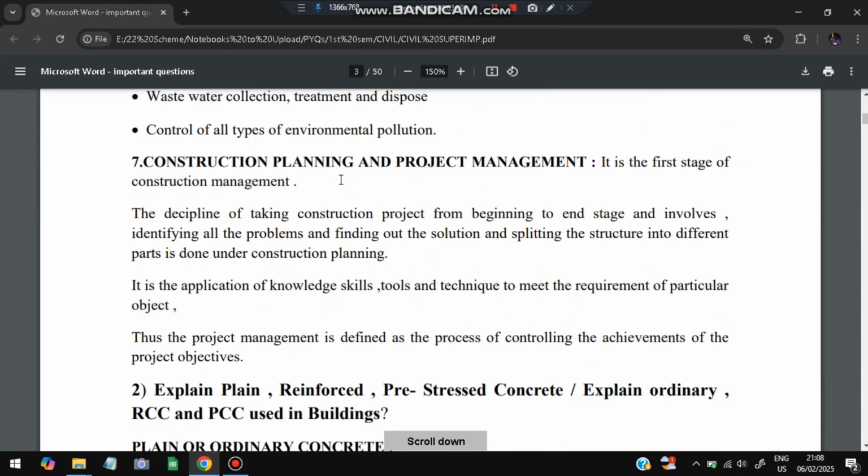And the next one is construction planning and project management. The plan is to be made before the construction, and how the project is going to go, who will be managing it, all those things come under project management and construction planning. So it requires the knowledge, skills, tools and techniques required to meet the requirements.